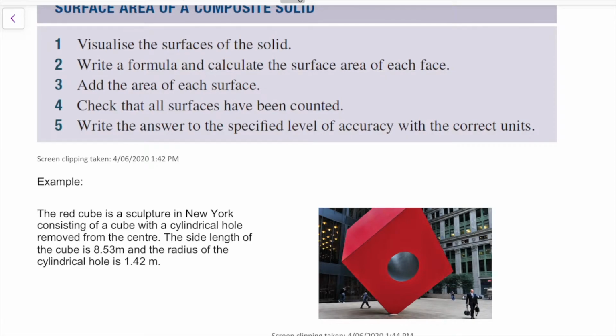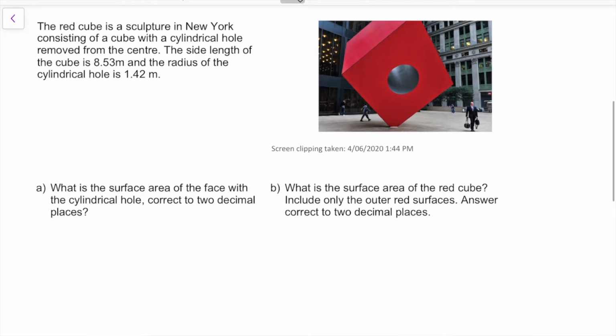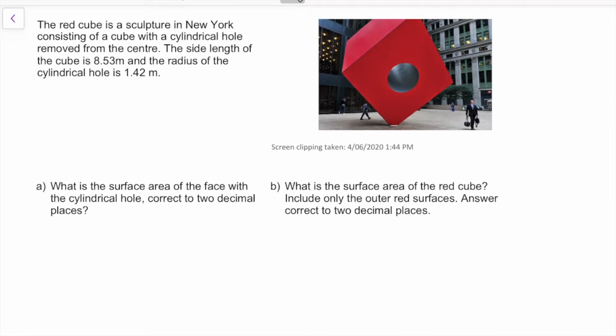Now here's our example. We have a red cube. It's a red cube structure that's in New York, and it has a cube with a cylindrical hole removed from the center. The side length of that cube is 8.53 meters, and the radius of the cylindrical hole is 1.42 meters. So the important pieces here: side length of the cube and radius of the cylinder. Because the height of that cylinder is still going to be the side of the square.